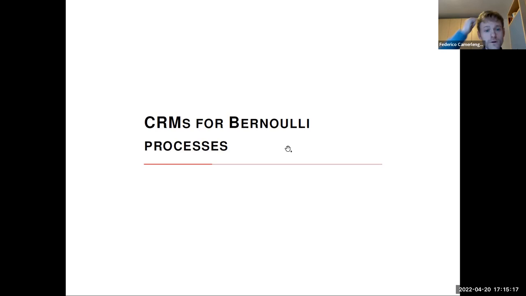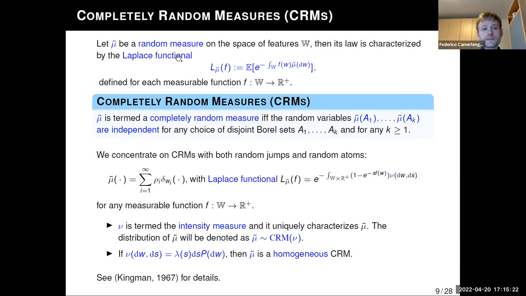Now, I will focus on completely random measure priors for Bernoulli processes. So just to recall what a completely random measure is. A random measure is simply a measure which is random, and it's usually characterized by the following Laplace functional. A random measure is also called completely random if and only if the random variables tilde mu(A1), ..., tilde mu(Ak) are independent for any choice of disjoint sets A1, ..., Ak, and for any choice of k bigger than one. As in most of the current literature, we will focus on completely random measures having both random jumps and random locations. These are characterized by a Laplace functional of the following exponential form.